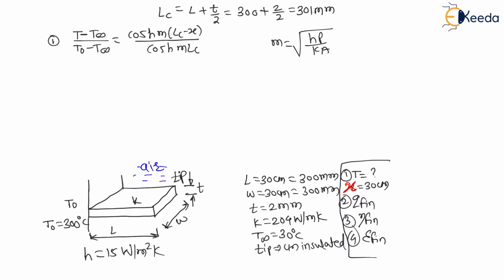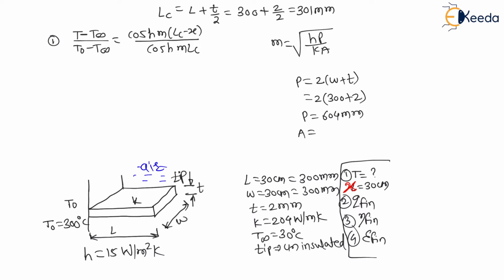This formula we have seen, where h is the convective transfer coefficient, P is the perimeter of this fin, k is the thermal conductivity, and A is the cross section area of this fin. Therefore can I say here the perimeter of this fin will be w plus t plus w plus t, that is twice, it will become 2 times (w plus t). This will be the perimeter, which will be equal to 2 into (w is 300 mm plus thickness is 2 mm). Therefore the perimeter of fin will become 604 mm.